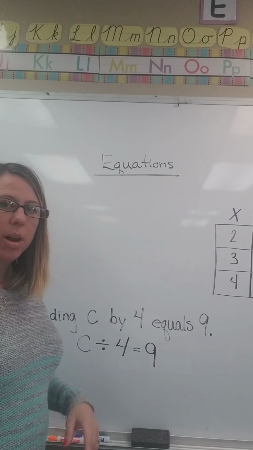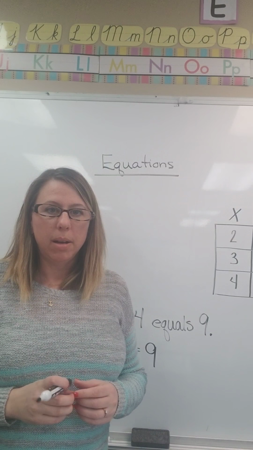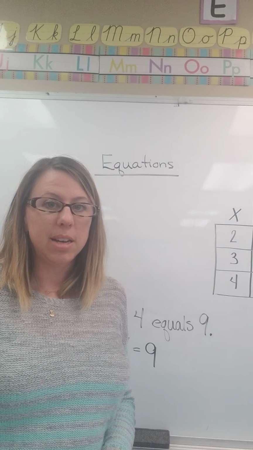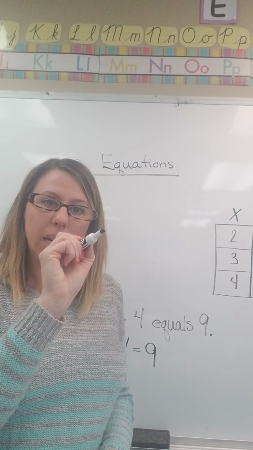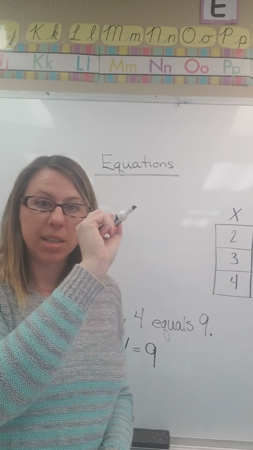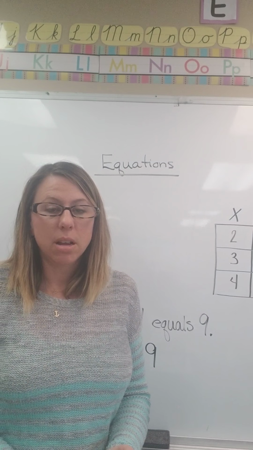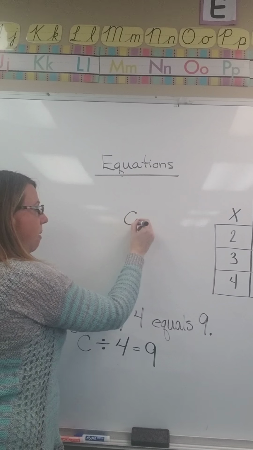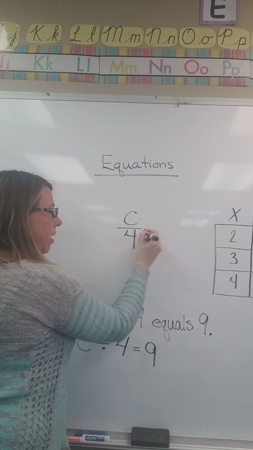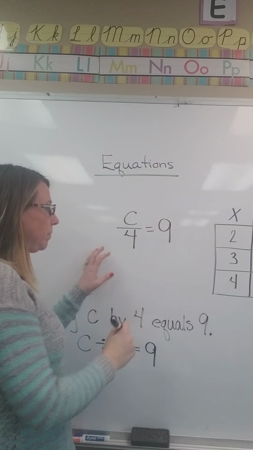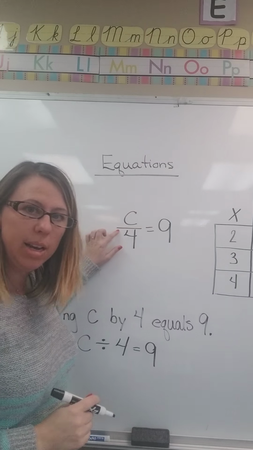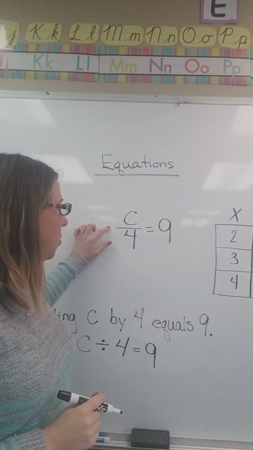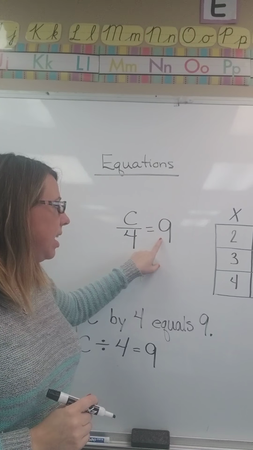C divided by 4. Now, if you remember when we were using fractions, how to get a decimal, you take that bottom number on the fraction and divide it into the top. That's another way to do a division problem. So we could also say C over 4 equals 9. Because we know that this line here means that you can divide 4 into the C and get a 9.